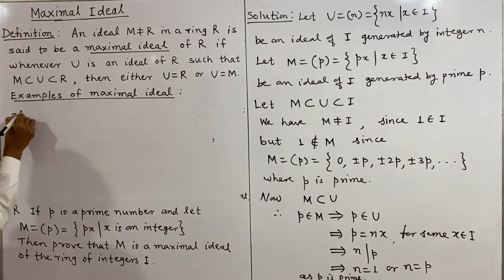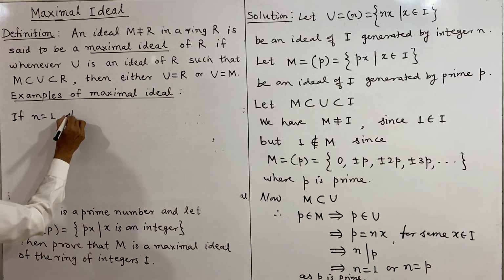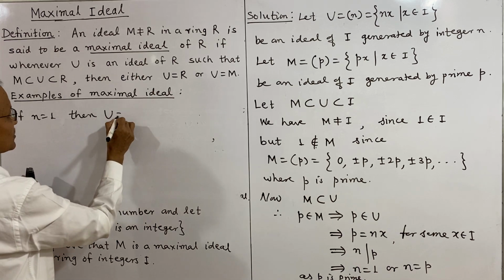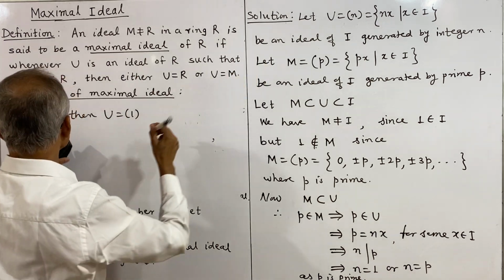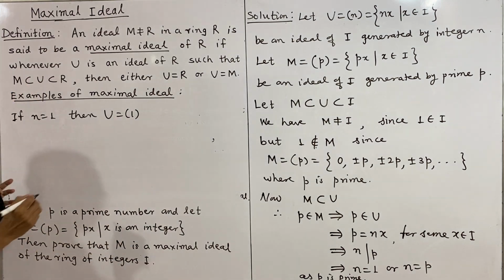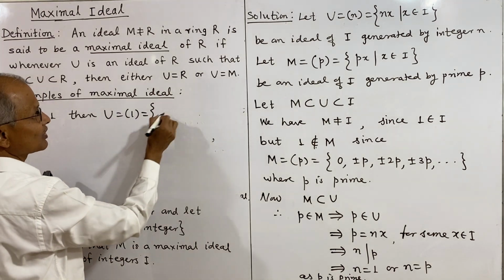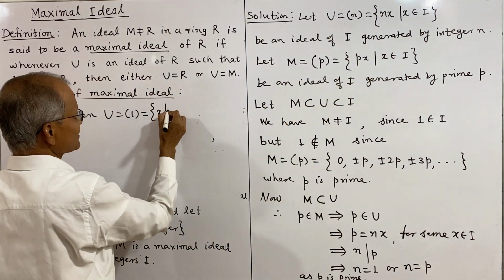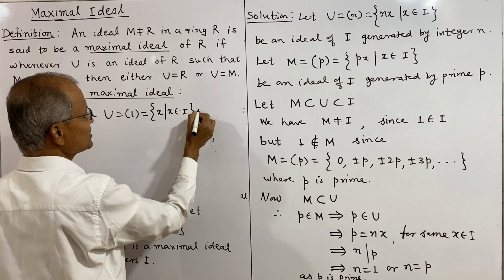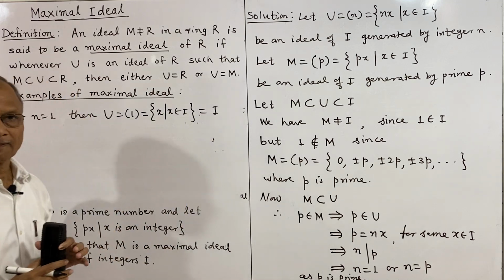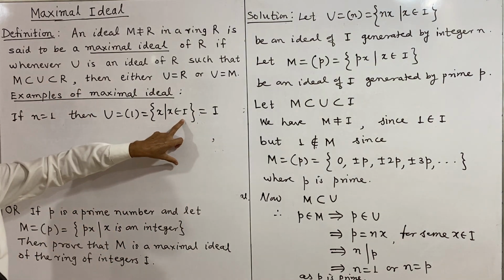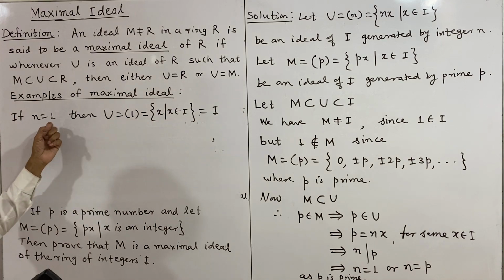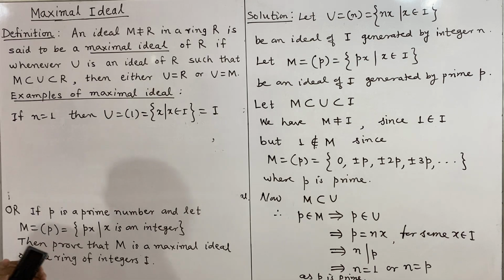If n is equal to 1, then u is generated by 1. Since n is 1, 1 times x is x, such that x belongs to I, which is the set of integers. All x is an integer, that is I. So u is equal to I.